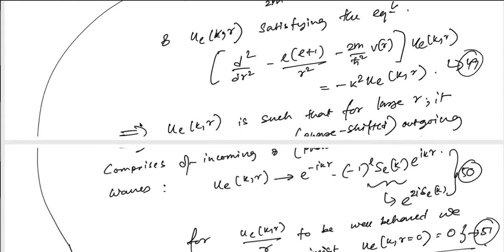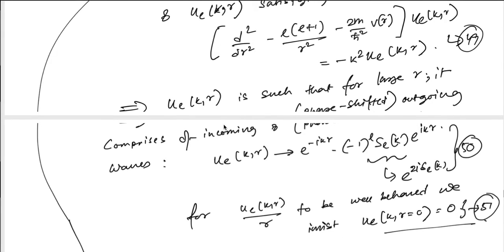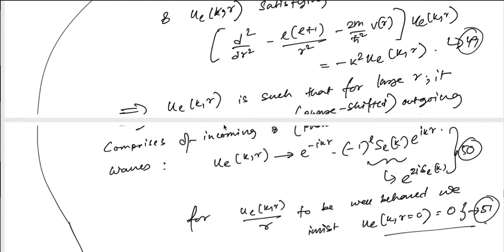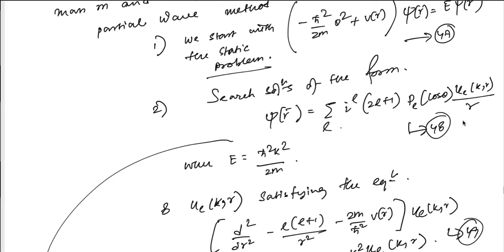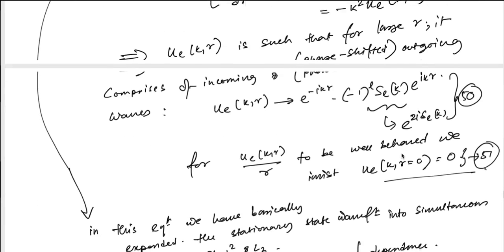So note that this u_l(kr) is such that for large r, it comprises an incoming wave and a phase shifted outgoing wave. So this u_l(kr) is basically e to the power minus ikr minus 1 to the power l S_l, the S matrix, times e to the power ikr. So that is where the S matrix is hidden, as we discussed.